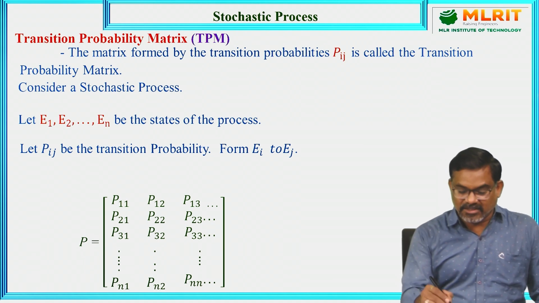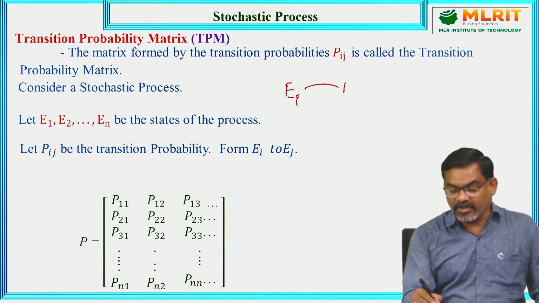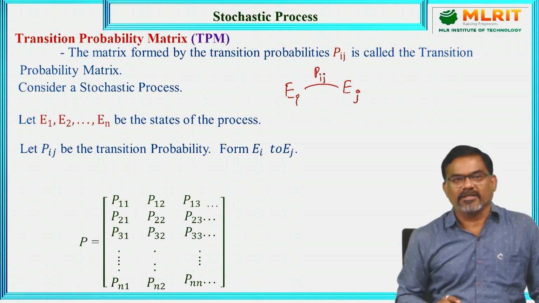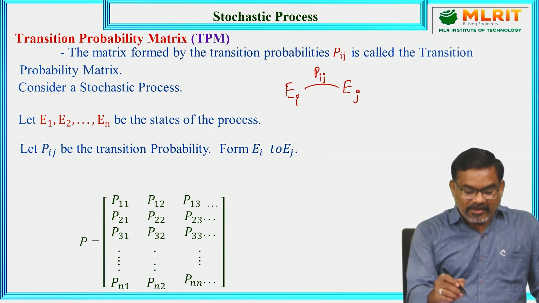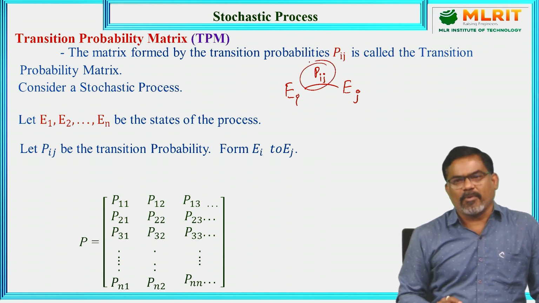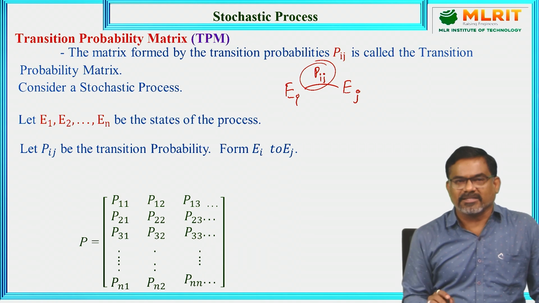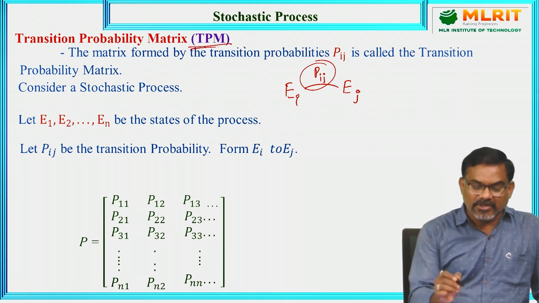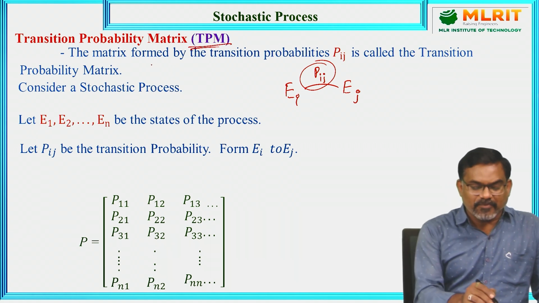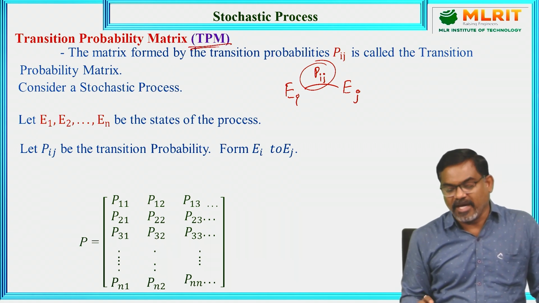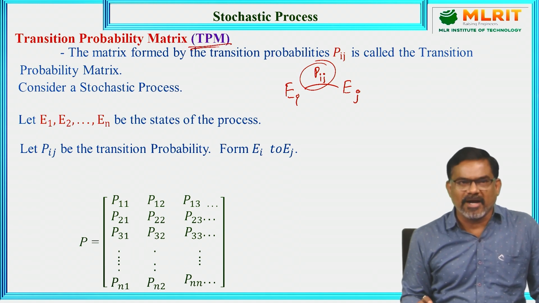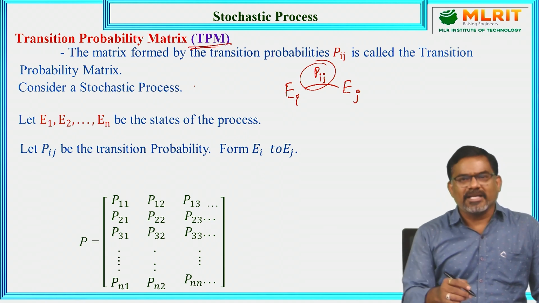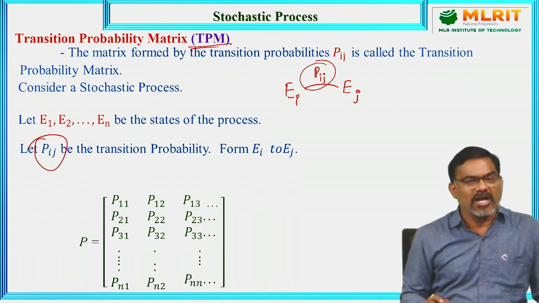Just now we discussed that from a state Ei to Ej, the transition with the probability Pij occurs. So simply, if we arrange all such transition probabilities in a matrix, that matrix is called a transition probability matrix. In short we use TPM. The matrix formed by the transition probabilities Pij is called the transition probability matrix. Let us consider a stochastic process with n states. Then let us find all the Pij's, the transition probabilities.